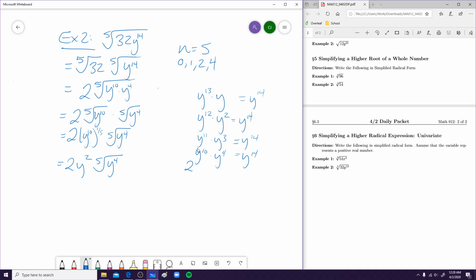And then when I look at the 5th root of y to the 4th, the index is 5 and the exponent is 4. So it's one of the options that I can have. Therefore, the 5th root of y to the 4th is as simple as possible. In this example, there's no number to combine it with because 32 was an even fifth power, or fifth root. So this is our solution.